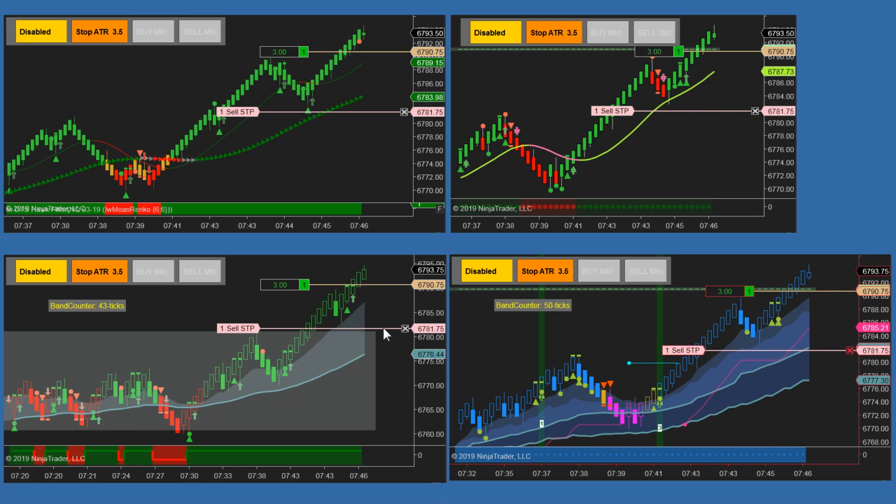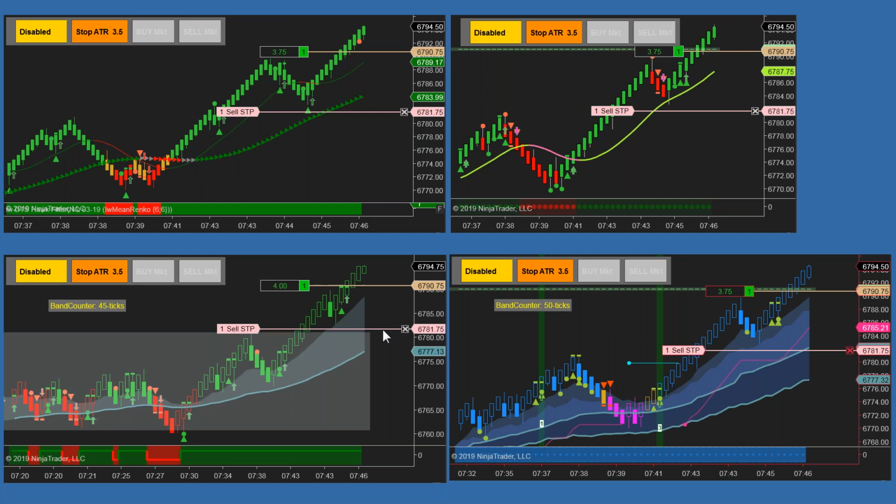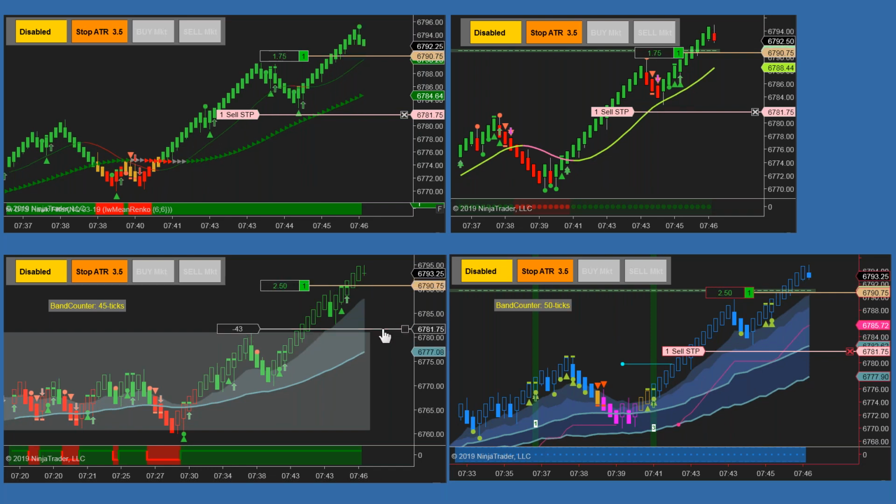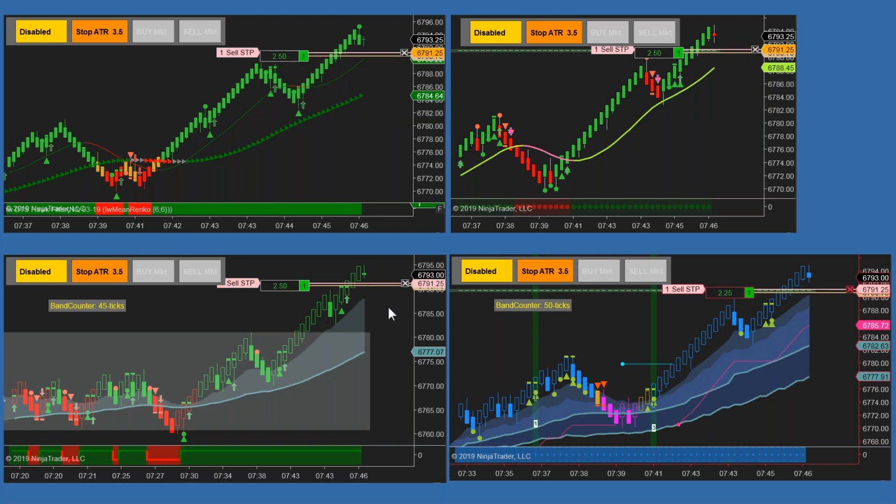Come on, get up there. This is typically where we would hit our break even at around 4 points. All right, I'll take the trade to break even. It's getting a little bit late in the morning here.